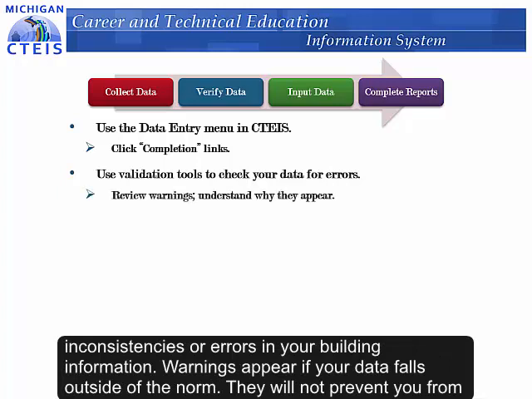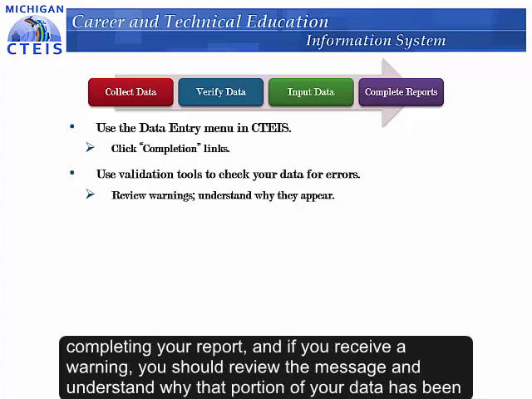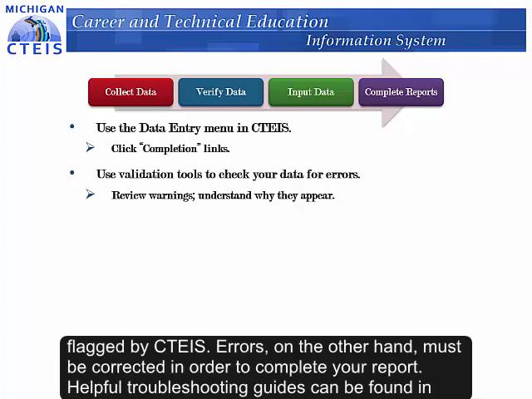Warnings appear if your data falls outside of the norm. They will not prevent you from completing your report, and if you receive a warning, you should review the message and understand why that portion of your data has been flagged by CTEIS. Errors, on the other hand, must be corrected in order to complete your report.